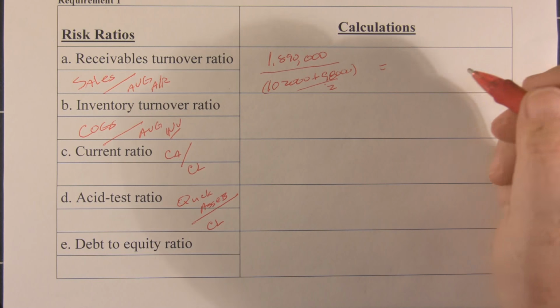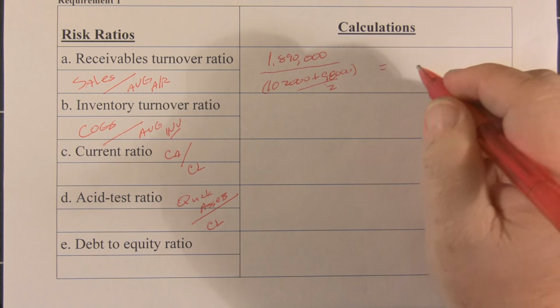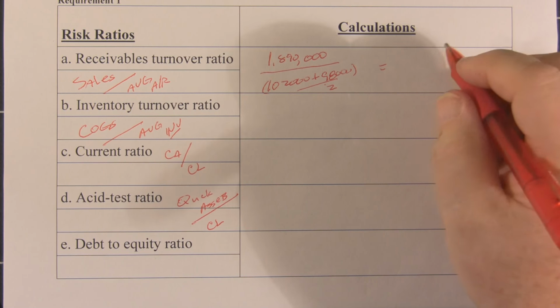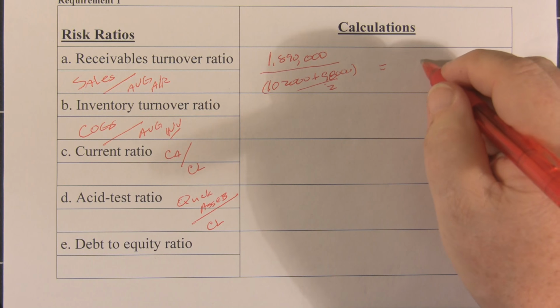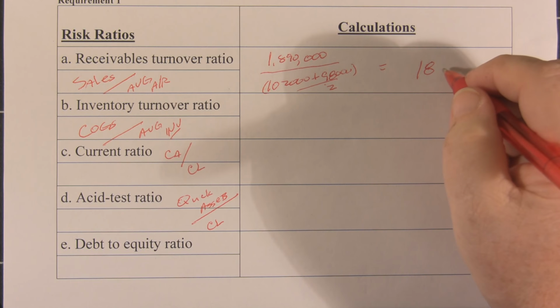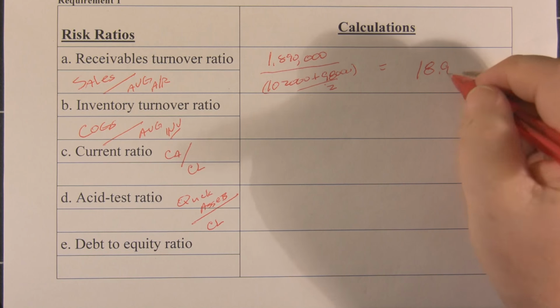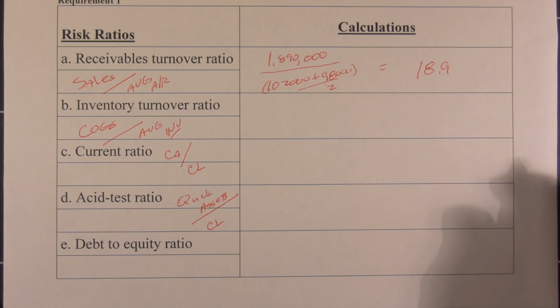Divide that into 1,890,000, and we come out with an accounts receivable turnover ratio of 18.9 times. So 18.9 times a year they collect all of their bills. That's less than a month. That's pretty fast. That's good.